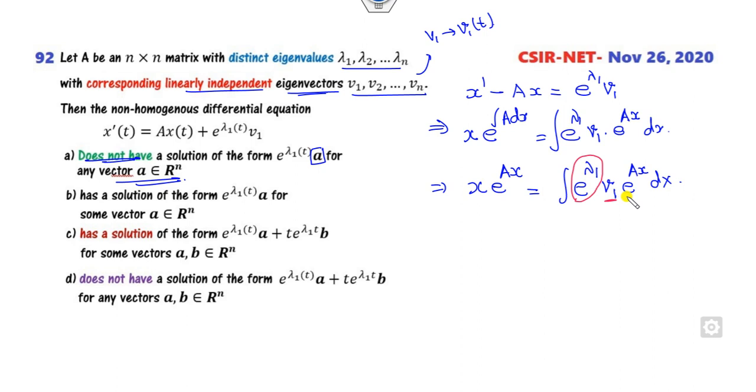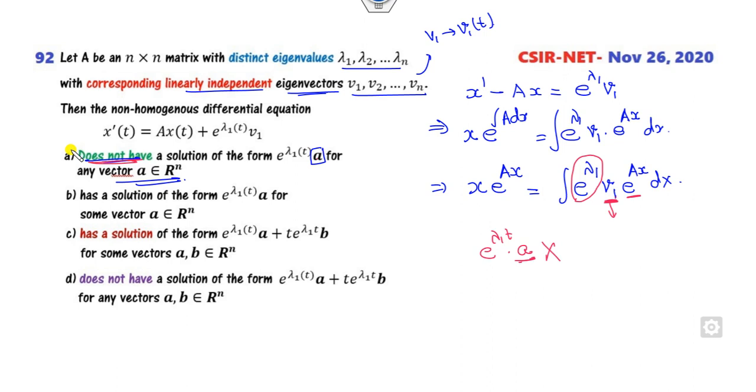So you can see v1 is there, but it is not of that form. This is my function of x. These are my eigenvectors. So a is any vector which can be taken as v. So e raised to power lambda 1 a, a is any vector, but here the eigenvector is there. So it means this does not hold, and they are also asking about 'does not have'. So that's a correct statement.